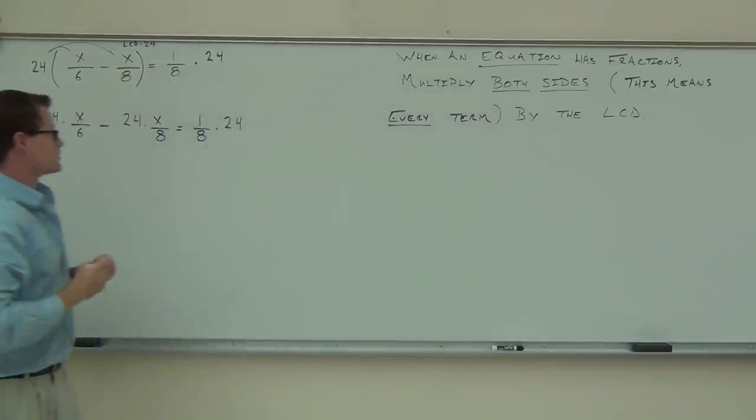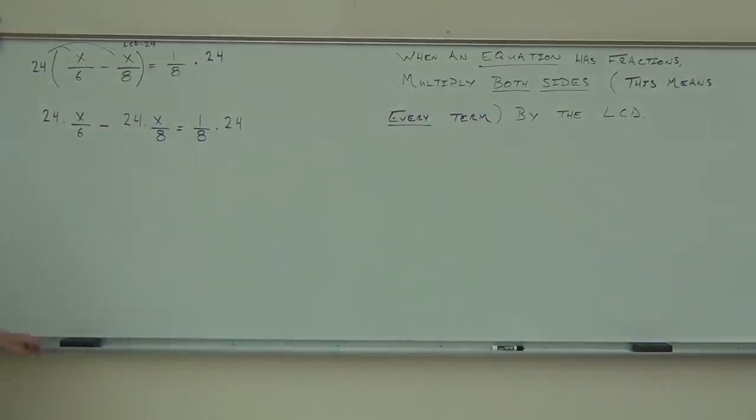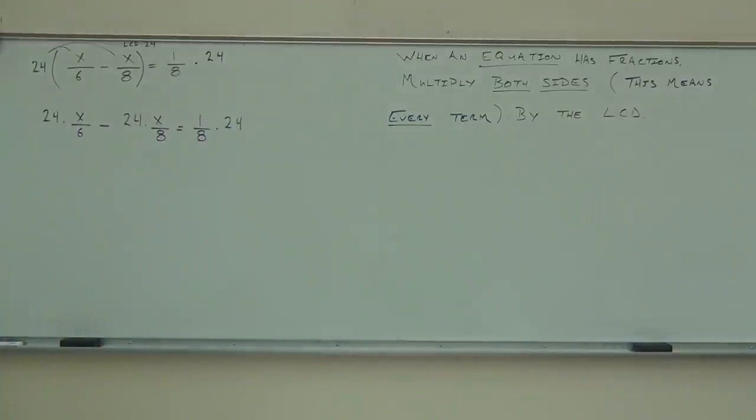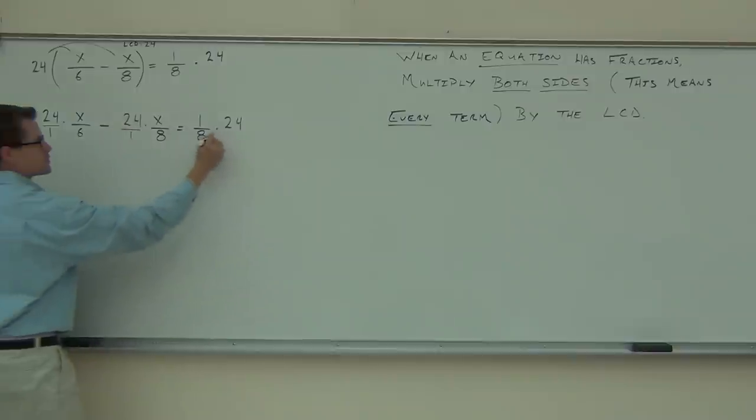This means every term. Now, what happens when you multiply by the LCD? Let's take a look at it. You might remember how to change a whole number into a fraction. How do you change a whole number into a fraction? Let's do that. If we really do that, we do 24 over 1, 24 over 1, and 24 over 1.